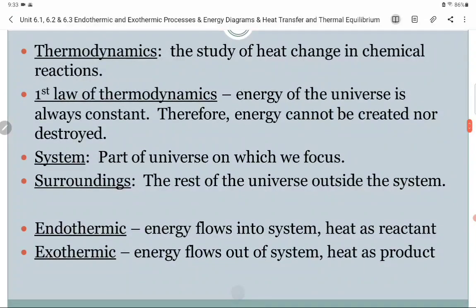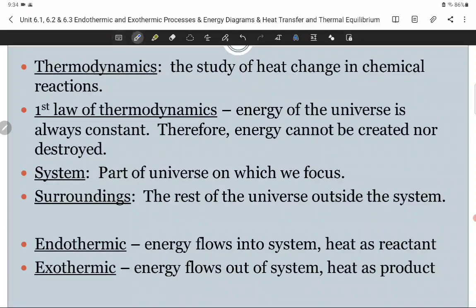Thermodynamics, we have a definition now: heat change in chemical reactions, but we're also going to discuss physical changes too. We have actually 3 laws of thermodynamics. The only one we're going to get to in this unit is the first law. And the really important part here is energy can't be created nor destroyed. It's just going to be transferred. What is it transferred to and from? The system and the surroundings. Those are generic terms, but the system is what we're going to be interested in, and the surroundings is everything around what we're interested in.